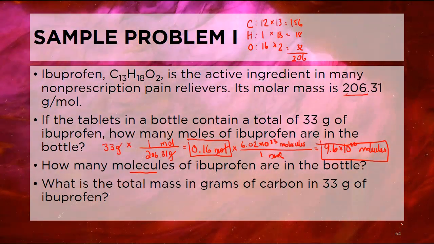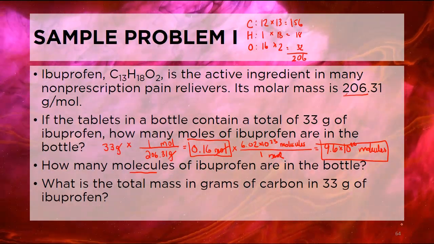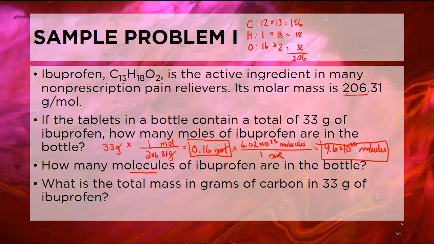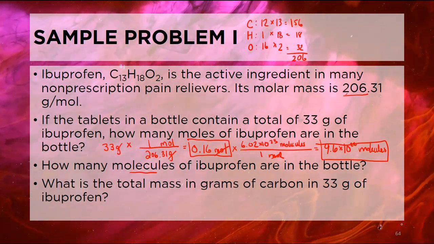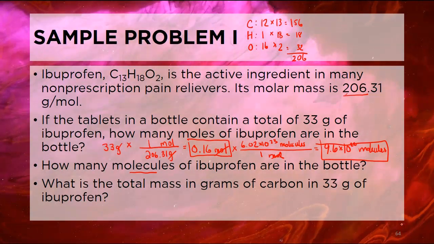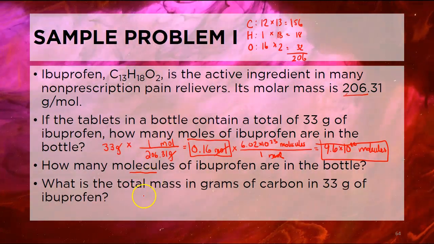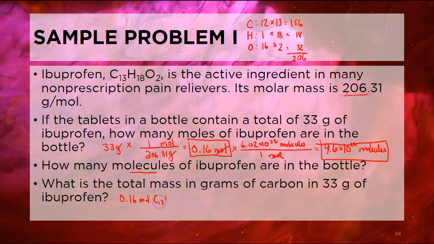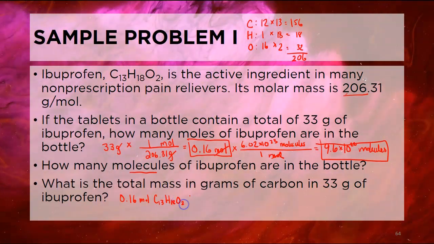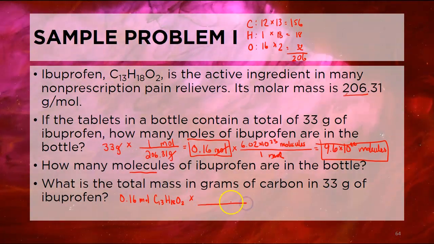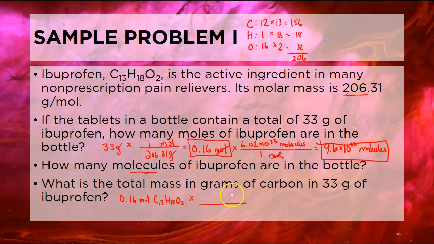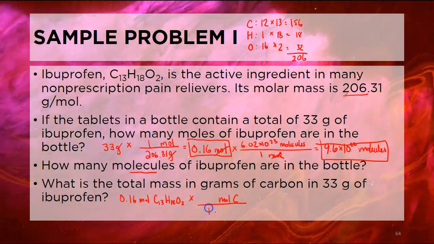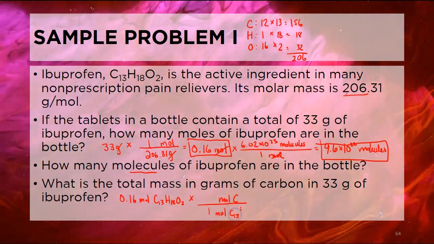So the next one, we need to think about it in terms of the number of moles of carbon in this compound. So if we already know that if I have 33 grams of ibuprofen, I have 0.16 moles. So that means I have 0.16 moles of C13H18O2. How can I determine how many moles of carbon I have? So how many moles of carbon are in a mole of that stuff?